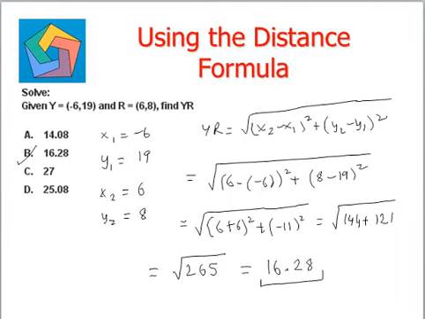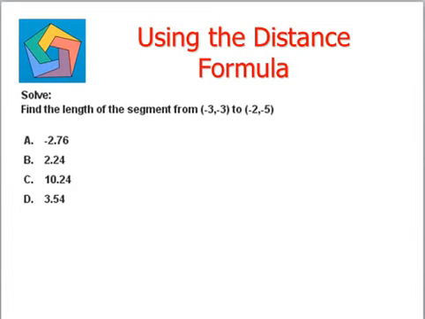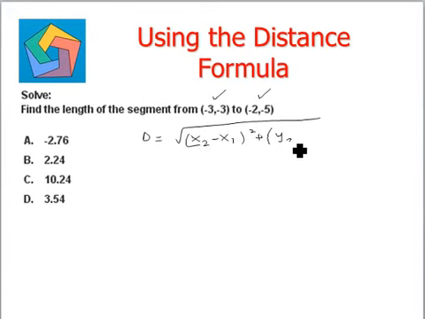Let's try one more question. Solve. Find the length of the segment from negative 3 comma negative 3 to negative 2 comma negative 5. So the length of the segment, that is the distance between the 2 points, is given by the formula x2 minus x1 whole squared plus y2 minus y1 whole squared. Our values are x1 equals negative 3, y1 also equals negative 3, x2 equals negative 2, while y2 equals negative 5.